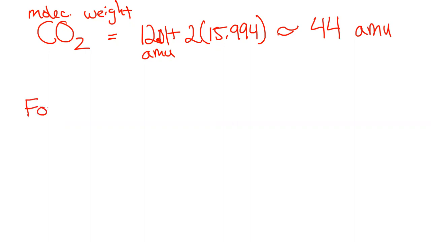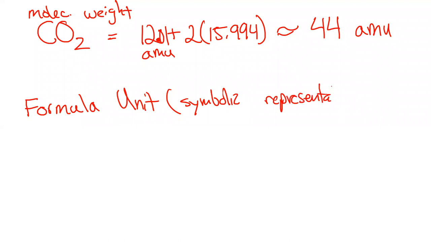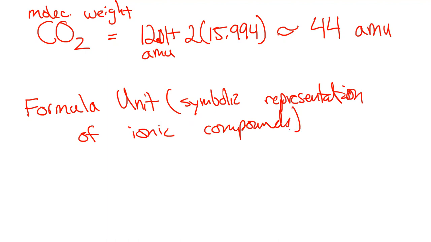Then you have the formula unit, which is the symbolic representation of ionic compounds. And remember, we call this the formula unit because, unlike molecular compounds, these are ionic bonds, and so there is nothing that says there is a discrete size of an ionic compound. Ionic compounds can have an indefinite size. They can get as big as there are ions around to form a pure piece of that ionic compound.